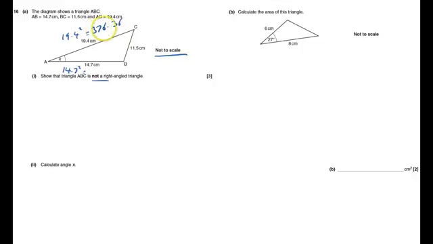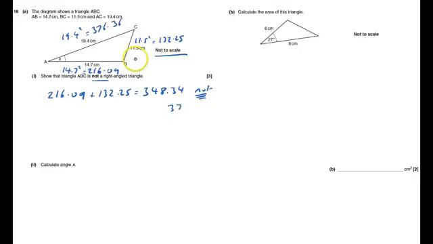14.7 squared is 216.09. 11.5 squared is 132.25. Now if it's a right angle triangle, then the two small ones must add up to the big one. And so 216.09 plus 132.25 equals 348.34, not 376.36, therefore it is not a right angle.